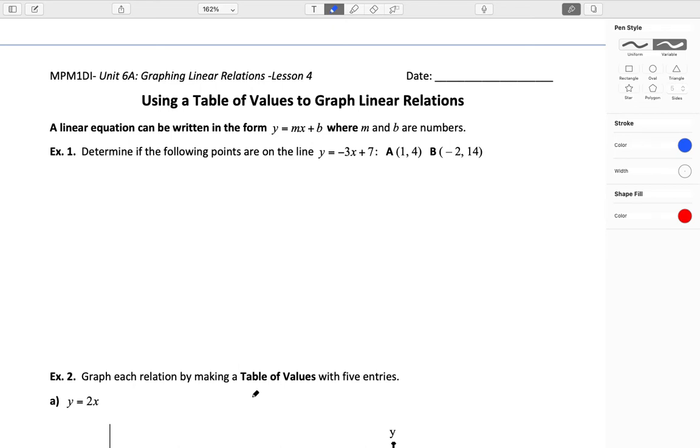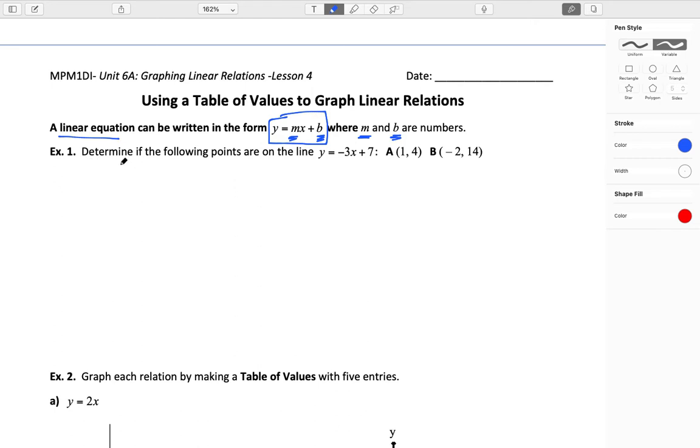Now let's take a look at lesson number 4. Now we are going to use a table of values to graph the linear relation. A reminder that a linear equation is always written in slope y-intercept form. y is equal to mx plus b, where m and b are always numbers. So we're always looking for m, which is slope, and b, which is y-intercept.